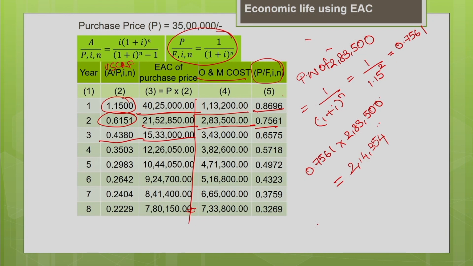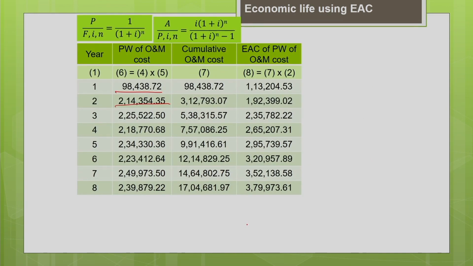So, like this you are going to find the present worth factor for all the years and multiply it by the operating and maintenance cost, and you will get the present worth of the operating and maintenance cost for all the years. Now, you add them up, so find the cumulative operating and maintenance cost. Next, we are going to find the equivalent annual cost of the present worth of the operating and maintenance cost.